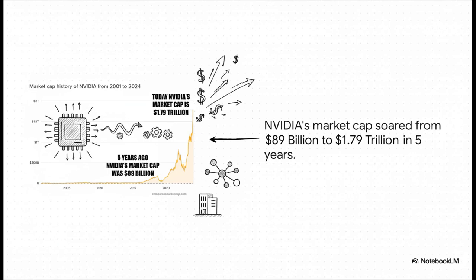And if you want proof, I mean real proof of how important GPUs are, just follow the money. This chart shows the market cap of NVIDIA, the company that dominates the GPU market. 5 years ago, they're an $89 billion company. Today, driven almost entirely by the insane demand for AI, their market cap has soared past $1.7 trillion. The economics tell the whole story.